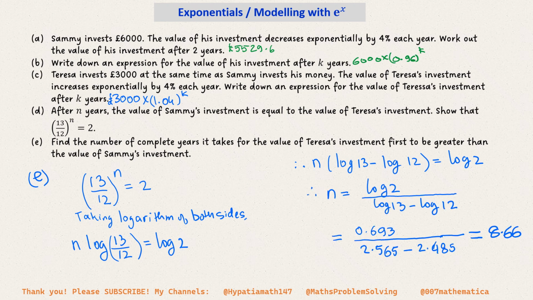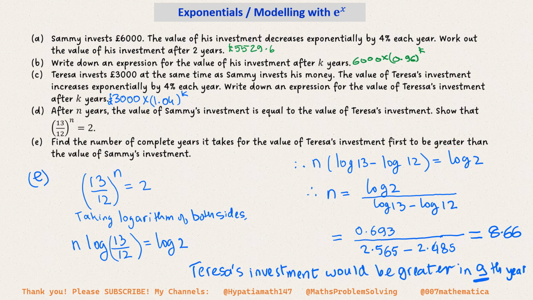We get n equals, using your calculator, it's a calculator paper, n is 8.66. That's when the value is equal, but they're asking us for the complete number of years it takes for the value to be greater than the value of Sammy's investment. So it would definitely be n equals 9. So in the 9th year it will increase, so we get n equals 9.